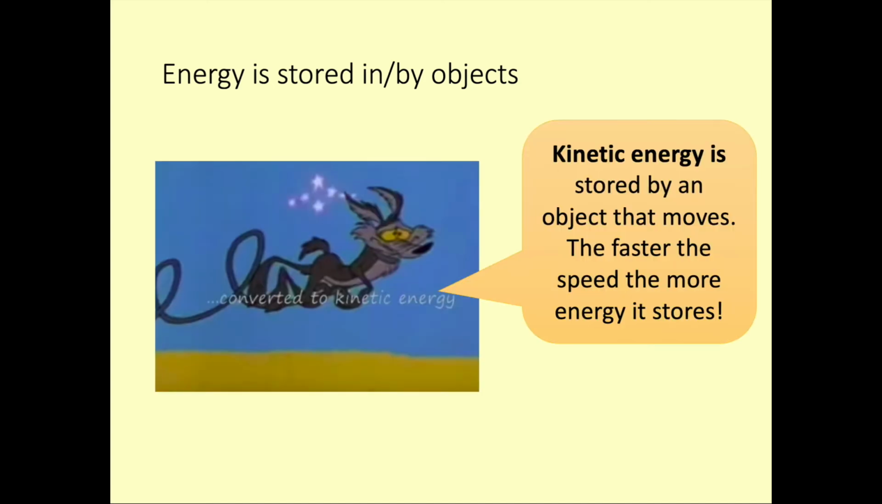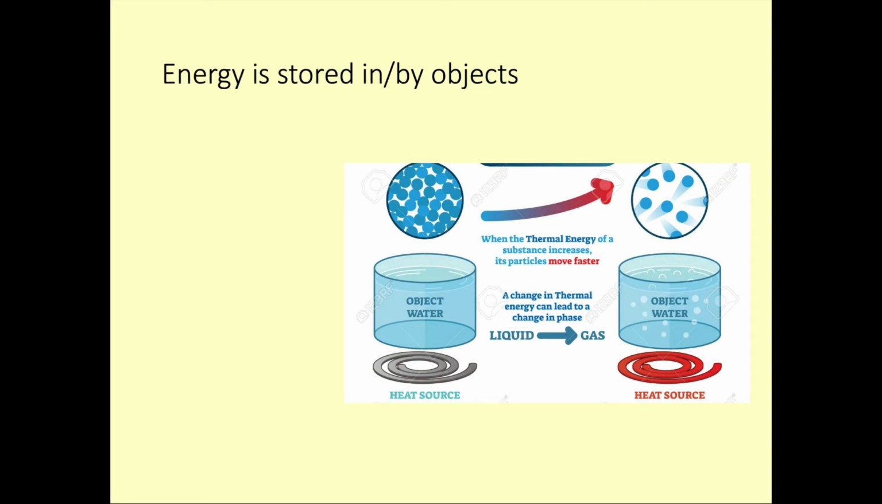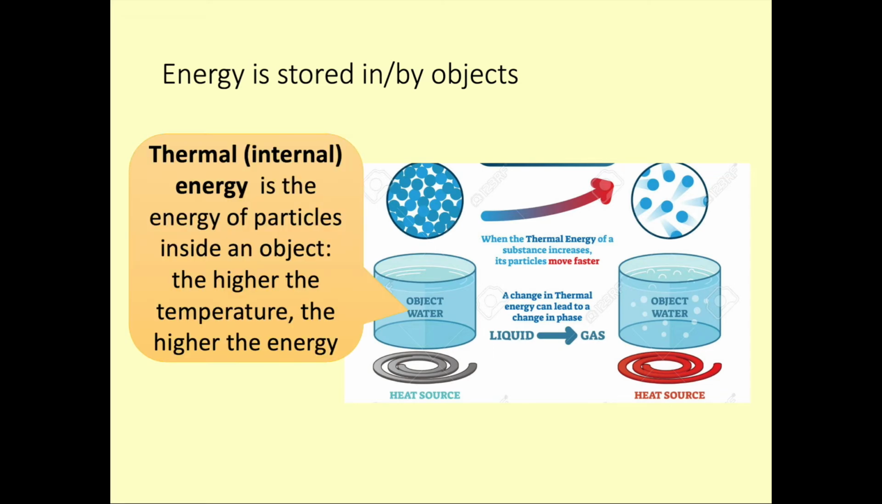Kinetic energy then is stored by an object which moves. So the faster the object is moving, the more kinetic energy is stored by that object. We can also talk about energy that's stored within objects. So we talk about the internal thermal energy of particles. So the higher the temperature, the higher the amount of thermal energy that is stored by those particles in an object.